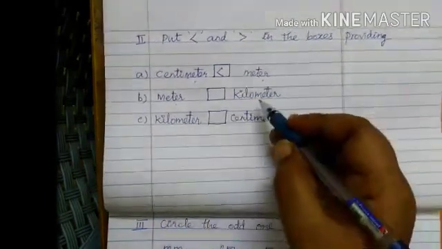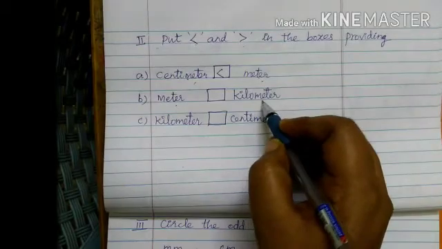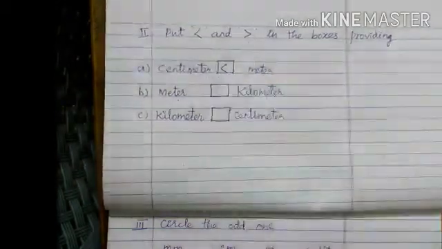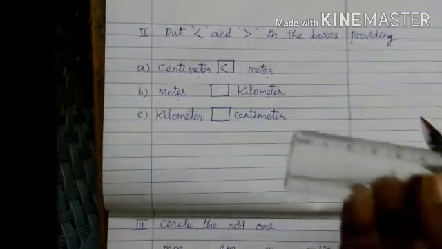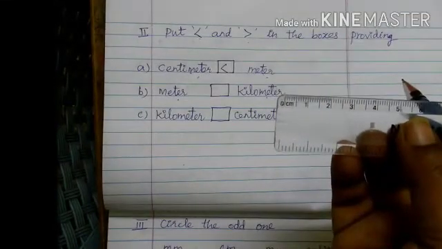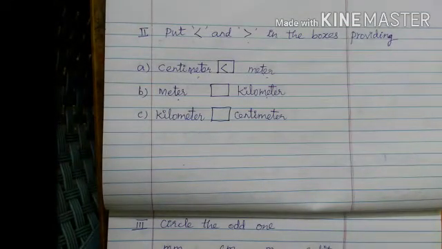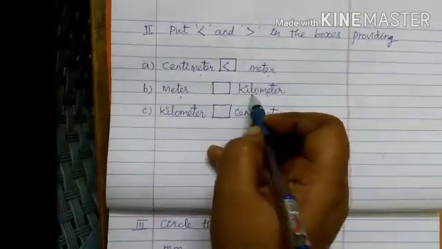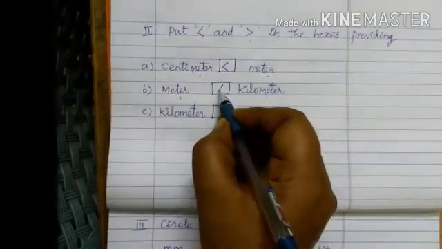Meter compared to kilometer: kilometer is very long. Centimeter is used for scale measurement. Meter is used for tape, and tape is used to measure longer lengths. That one is saying here kilometer. So meter and kilometer compared here, kilometer is bigger.